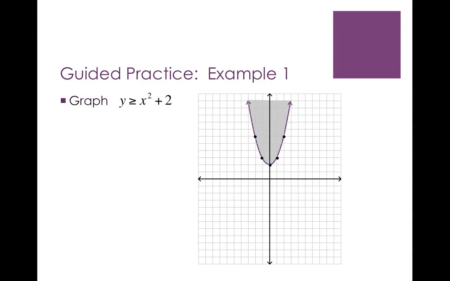All right, so this is what your graph should look like. Your parabola has a vertex at (0, 2). You've got your other 4 points to make the 5 points needed for your parabola. This time we draw the parabola with a solid curve because we are greater than or equal to. And when we test (0, 0), we find that that's false, so it's this part inside of the parabola that gets shaded this time.